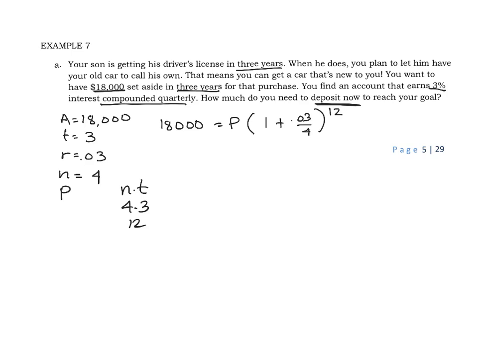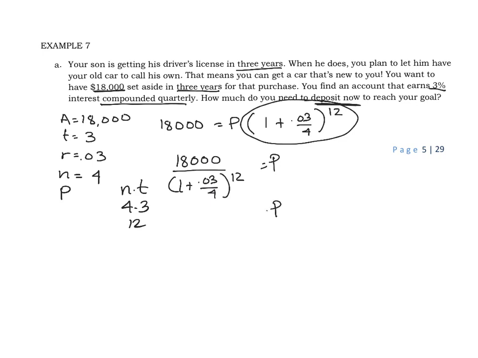So the easiest thing for us to do is go ahead and take our 18,000 divided by this amount right here. And we put that in our calculators, we get $16,456.29.